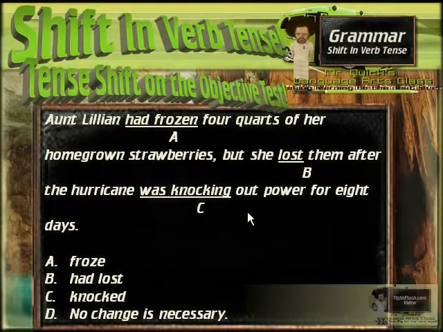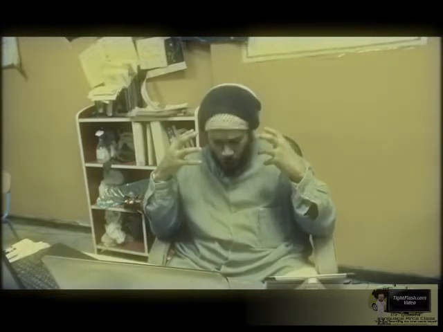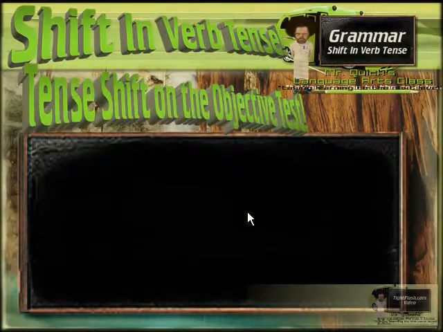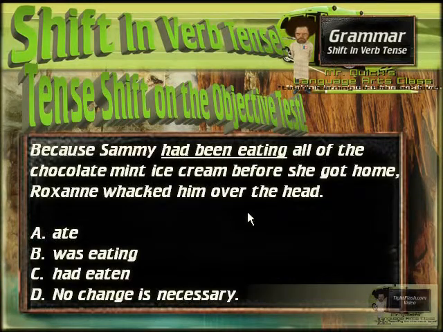The hurricane was knocking out power for 8 days. I can't imagine a hurricane knocking out power for 8 days. I mean, I see hurricanes, they're big, but a hurricane for 8 days would have to be gargantuan. So I don't think we are going to be able to keep C, and I think C is going to be our problem. Yes, C is our problem. Definitely not C.